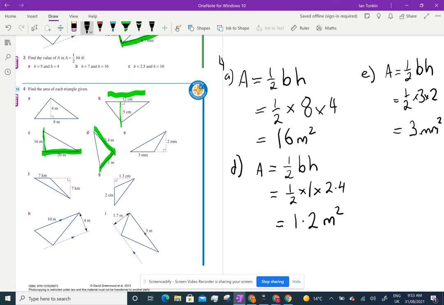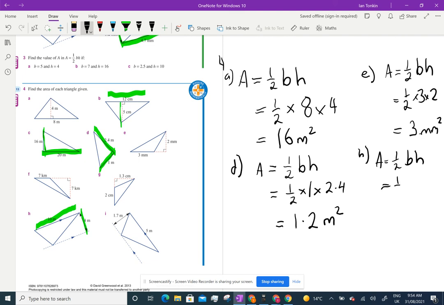I'm going to jump down now to H and I. You can have a go at the others. In H, area is a half base times height. Oh, they've drawn it upside down. Don't let that worry you. There's your base, there's your height.